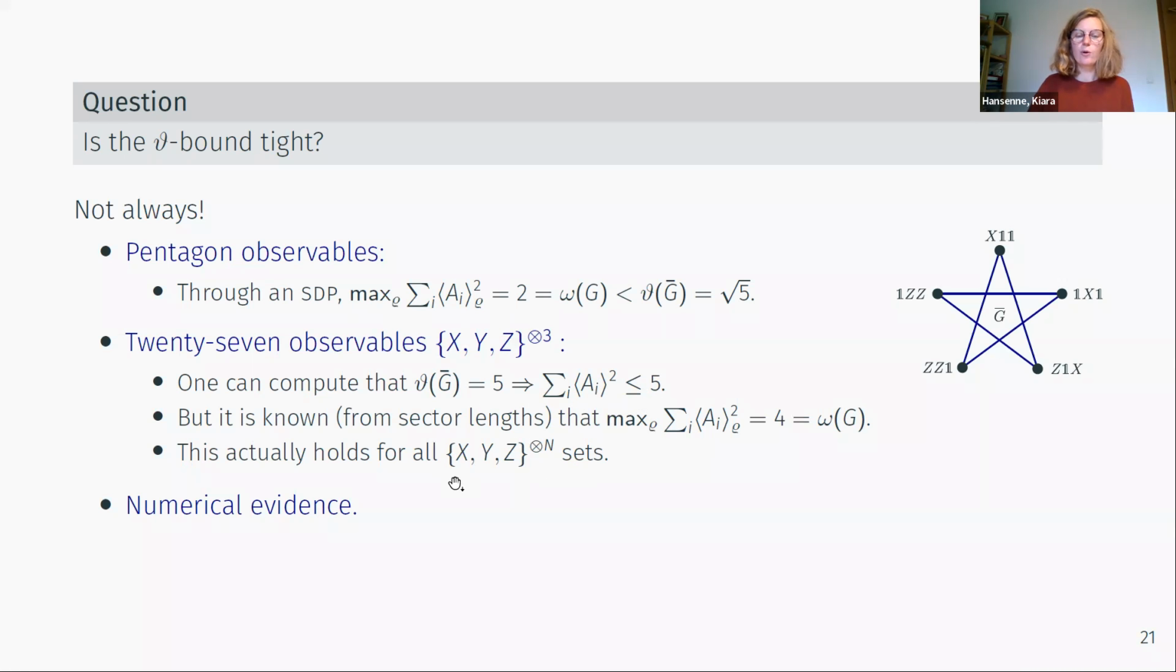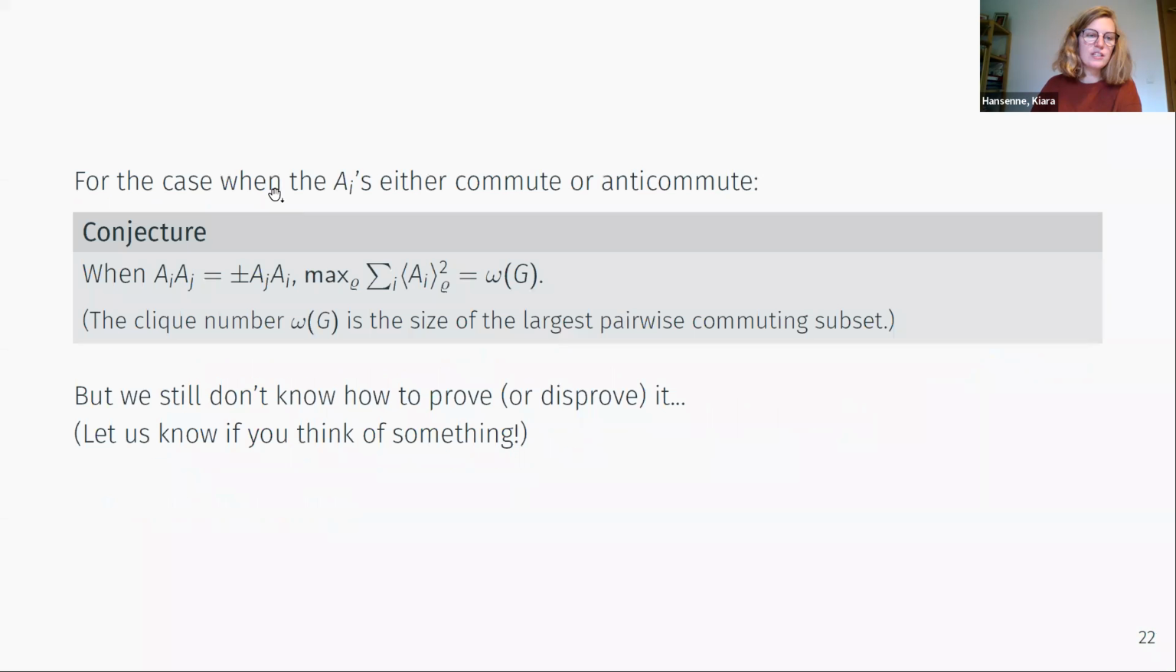And that actually holds for all sets of X, Y, and Z tensor products on n qubits. And then we also have some other numerical evidence where the Lovász number is not a tight bound. So this brought us to the following conjecture. For the case where the observables either commute or anti-commute, for instance, for tensor products of Pauli operators, our conjecture is that when those observables either commute or anti-commute, then the maximum over all quantum states is actually equal to the clique number of G.